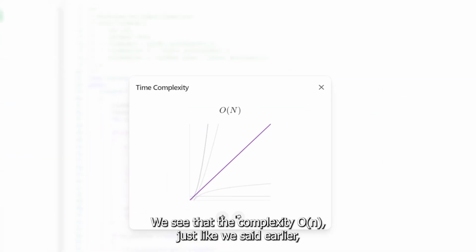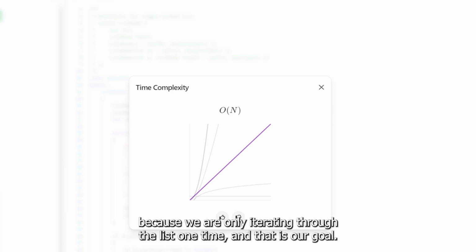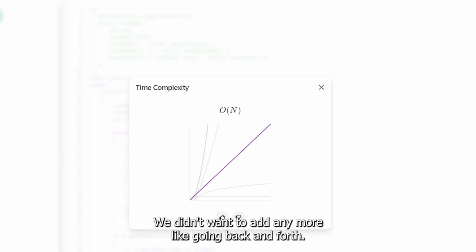Maybe we can analyze the complexity. Here we see that the complexity is O of n, just like we said earlier, because we are only iterating through the list one time. And that is our goal. We didn't want to add any more going back and forth.